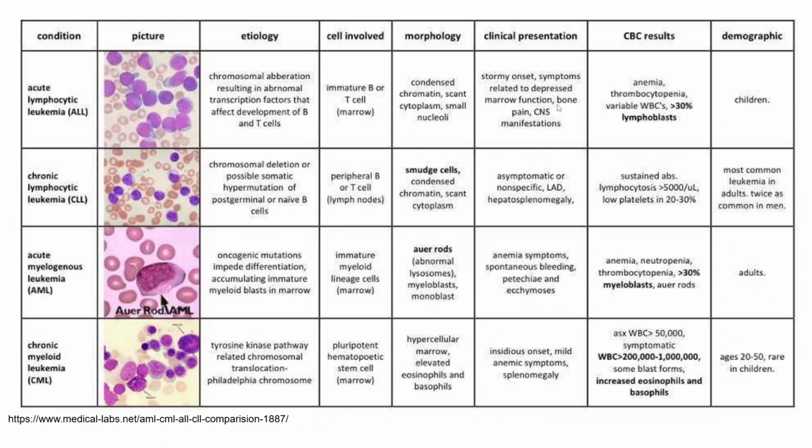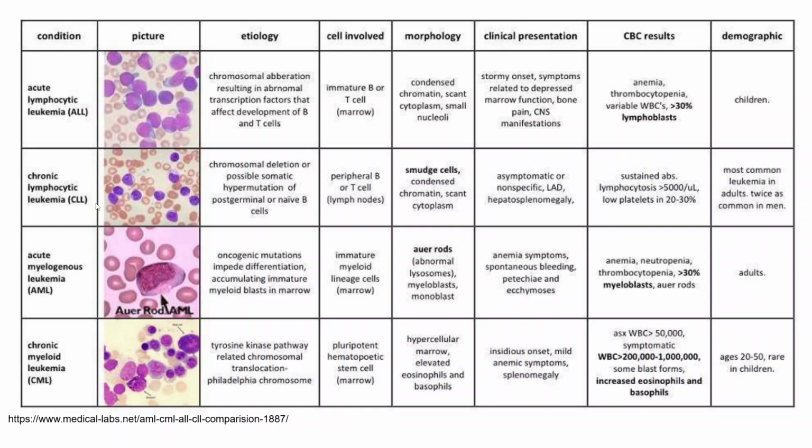Clinical presentation is a sudden onset, or rather the onset is somewhat rapid. Symptoms are related to depressed bone marrow function, like anemia, and bone pain is the other symptom. CNS manifestations can occur occasionally, and the peripheral blood picture shows anemia, thrombocytopenia or variable WBC counts, and the majority are lymphoblasts. Acute lymphoblastic leukemia is seen more frequently in children.